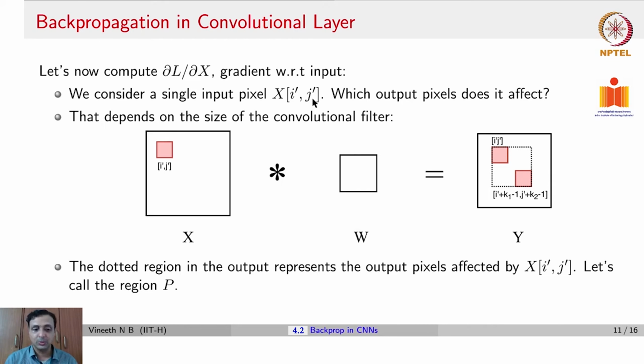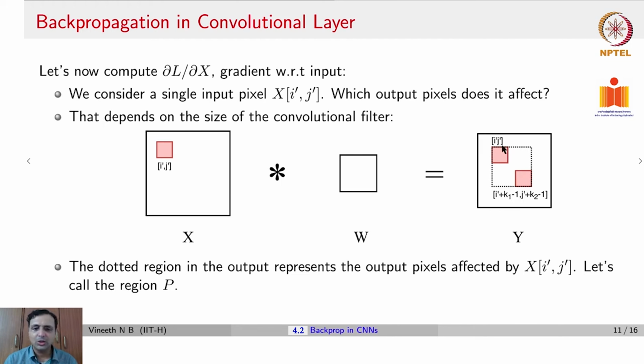If we see it visually, given an X, let's say there's one pixel given by this red square, which is at (i', j'). When it's convolved with W, it would affect this entire range of pixels that go from (i', j') to (i' + K1 - 1, j' + K2 - 1).